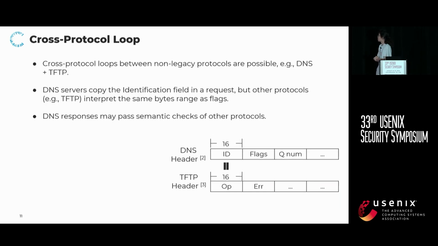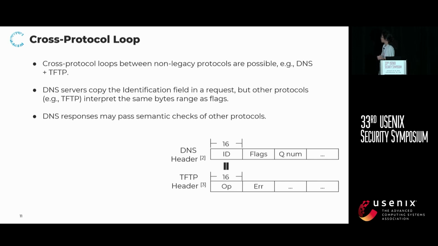In our evaluation, we have also examined cross-protocol traffic loops. This happens among servers running two different protocols. It could be interesting because a server running a certain protocol does not recognize the specifications of other protocols, and there could be more chance of a traffic loop. Here, we will use DNS and TFTP as an example.